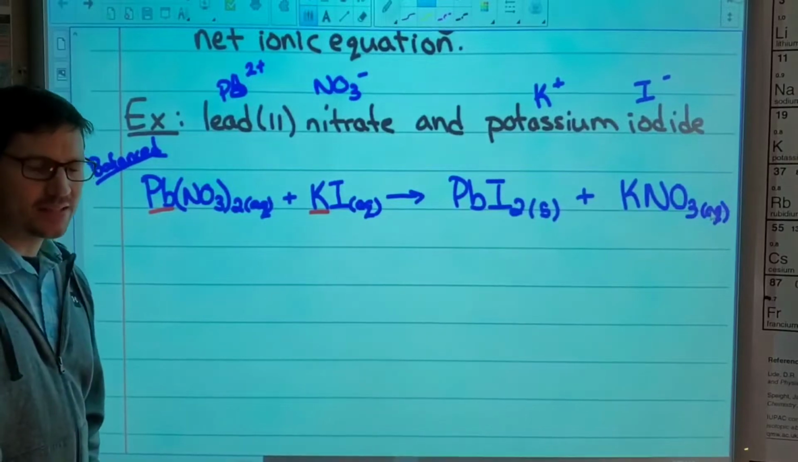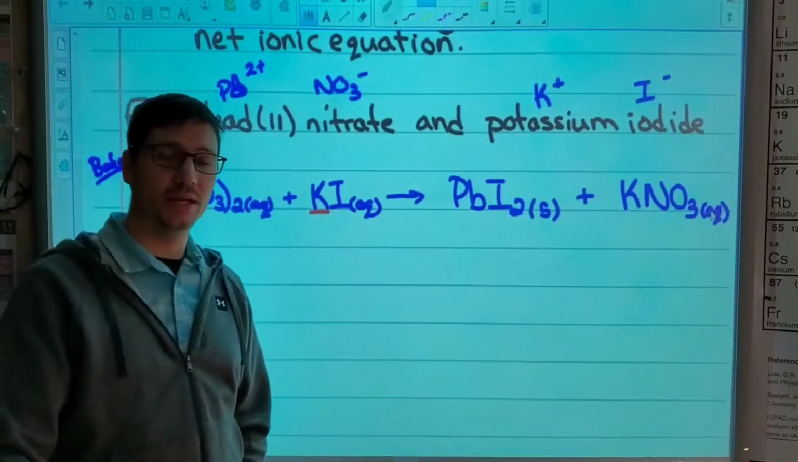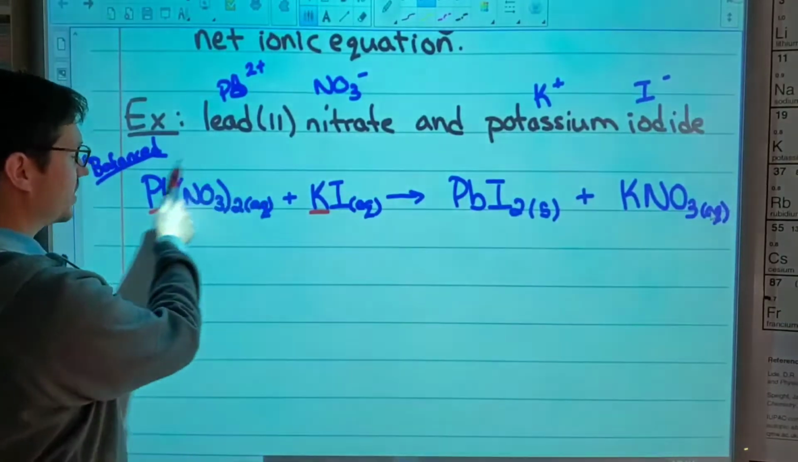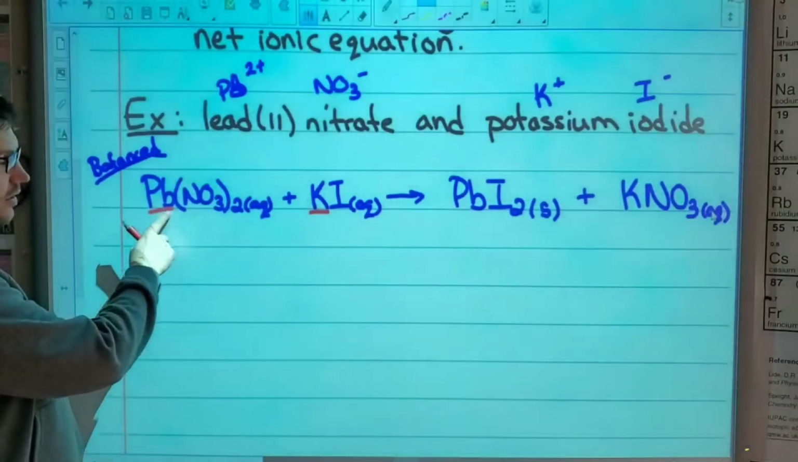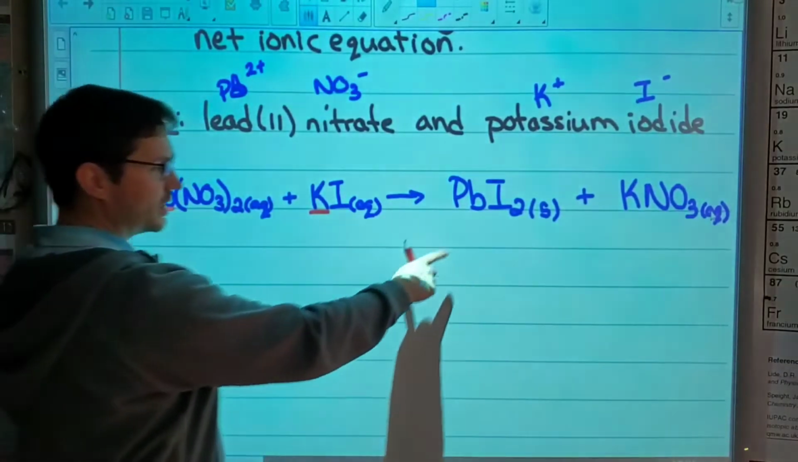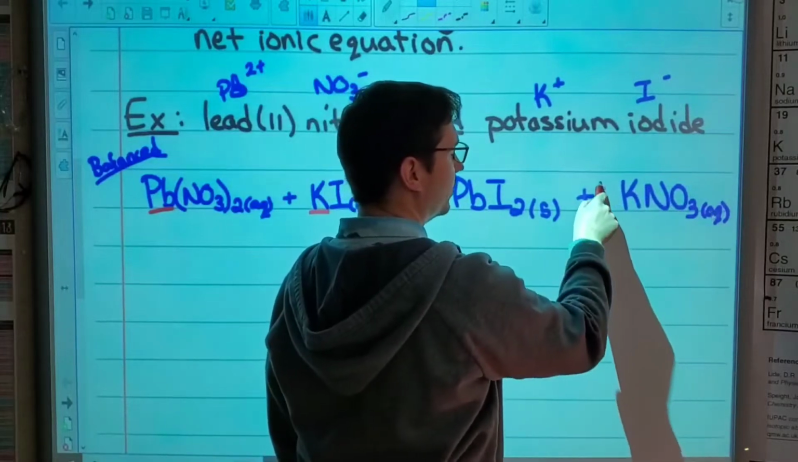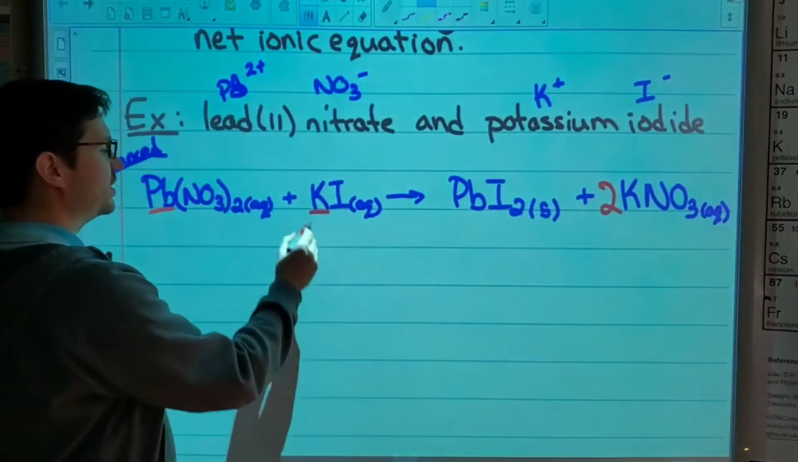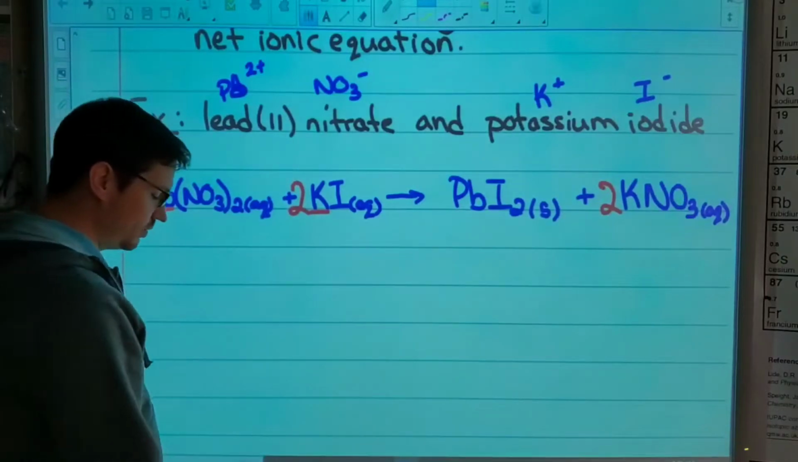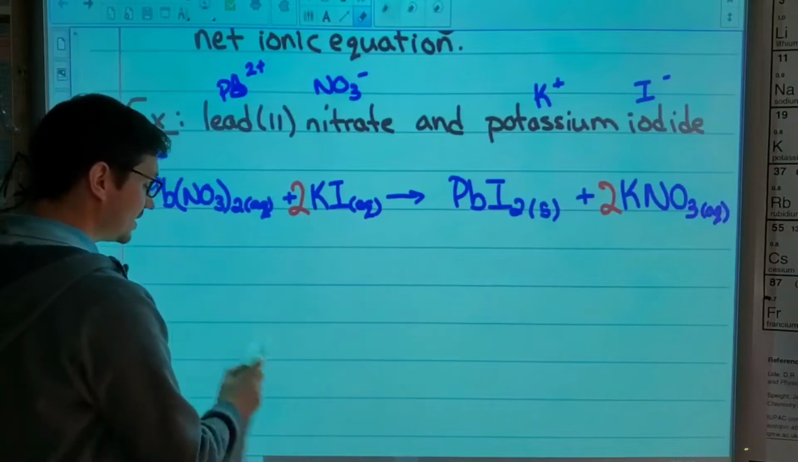In order to balance this chemical reaction, I always take a look at the most complicated substance. The most complicated substance in my mind is this thing right here. So 1 lead, 2 nitrates. I see 1 lead, but 1 nitrate. So I got to put a 2 in front of here. 2 potassiums means I need 2 potassiums, and our reaction is balanced. So that's step number 1.